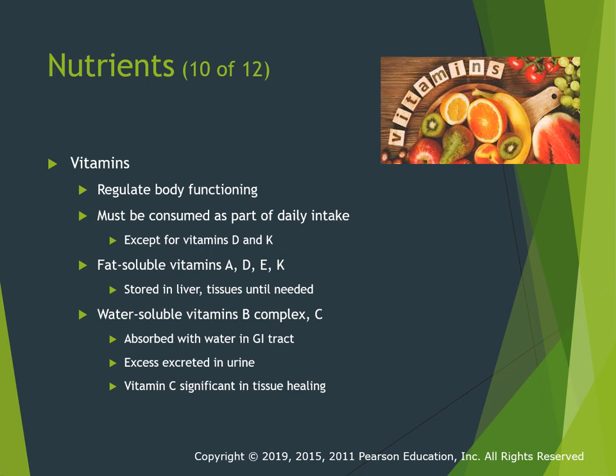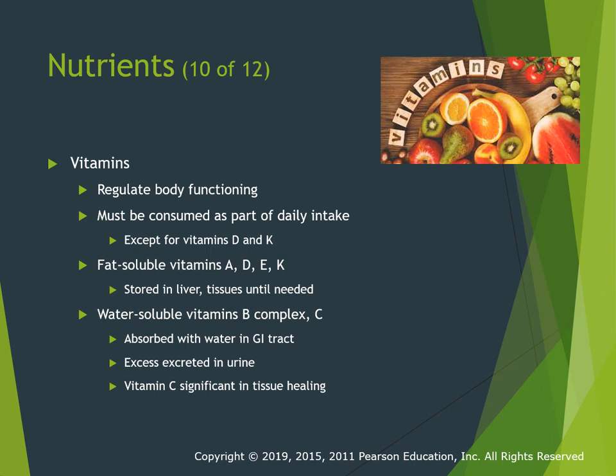The fat-soluble vitamin D plays a role in calcium absorption and transport. So you have to have vitamin D for your body to absorb calcium. You can take calcium supplements all you want to, but if you don't have enough vitamin D, it's not going to absorb. The water-soluble vitamins, B complex and C, are absorbed with water in the GI tract. Vitamin B12 must become attached to the intrinsic factor, a glycoprotein, to be absorbed. If you have decreased vitamin B12, you're going to have a condition called pernicious anemia.